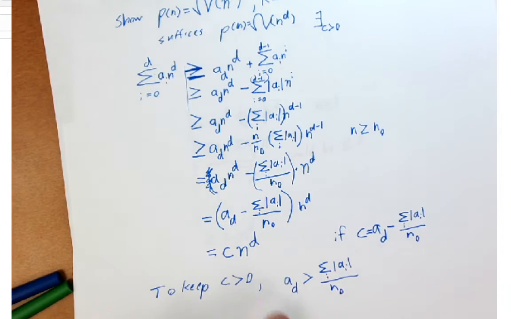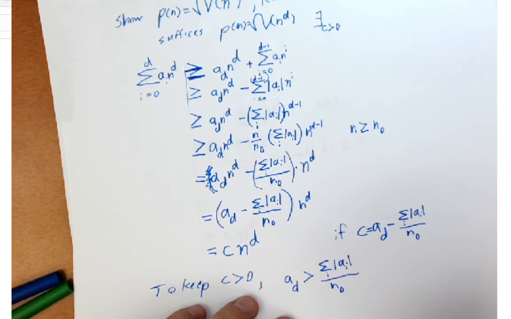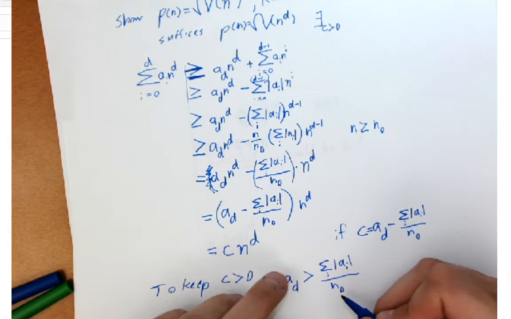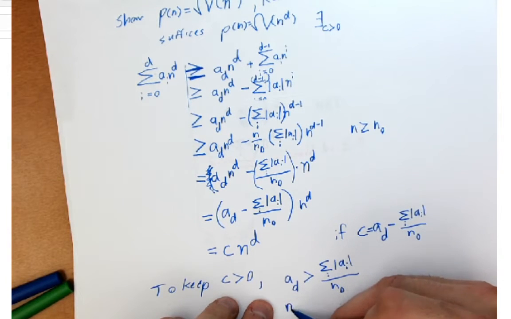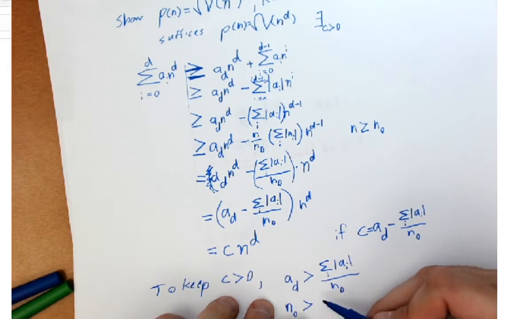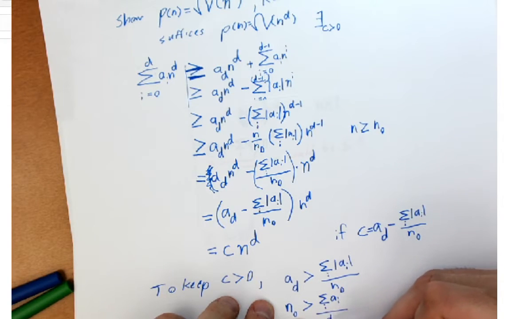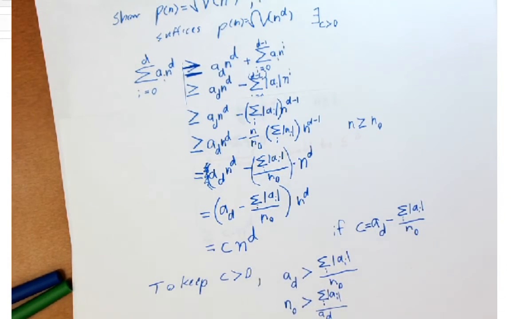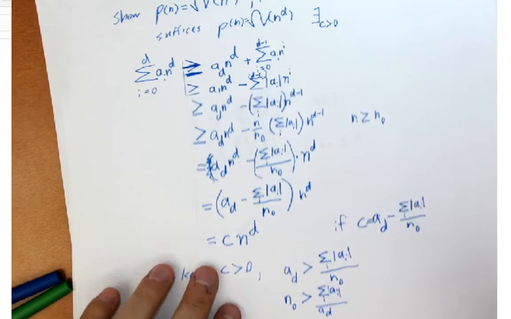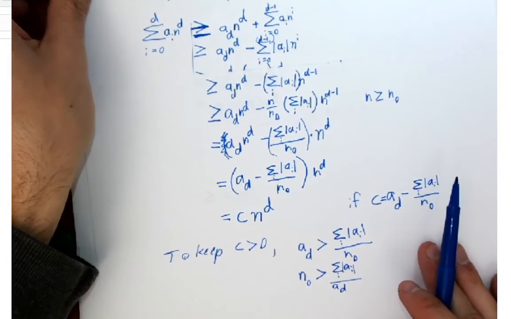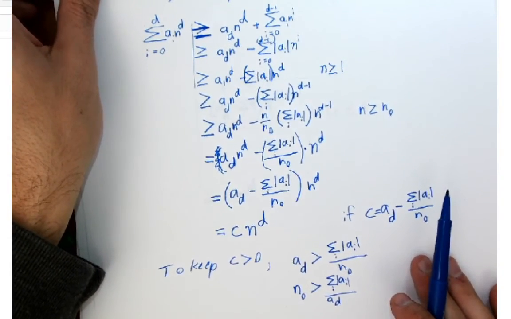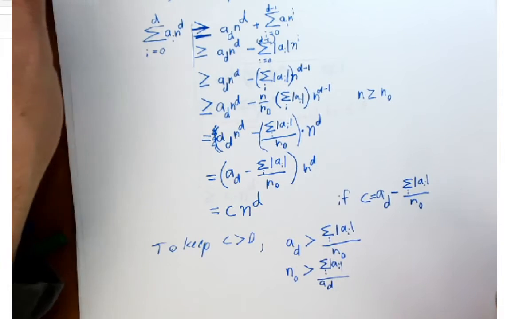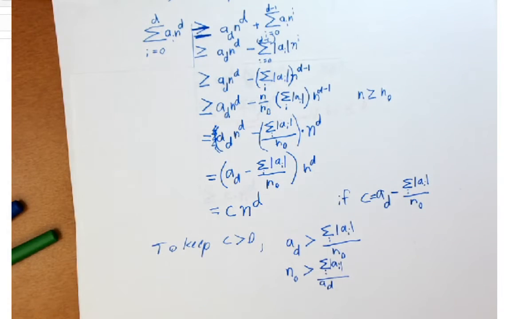So what we can do is we can just set n naught must be bigger than the sum of all of the a sub i's divided by a sub d, still with the absolute value. I might have jumped a couple of steps to get there. I believe this line of reasoning is correct.